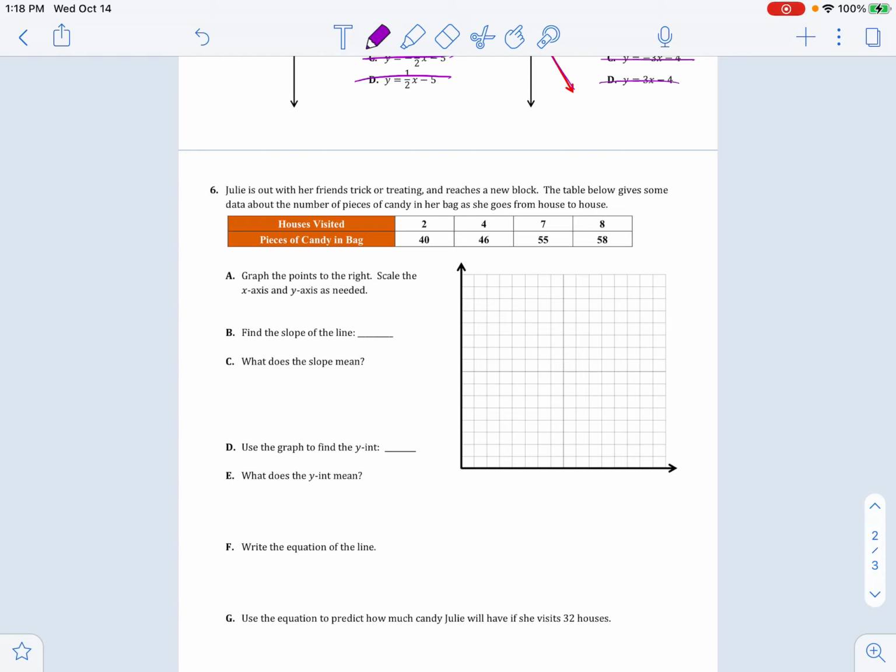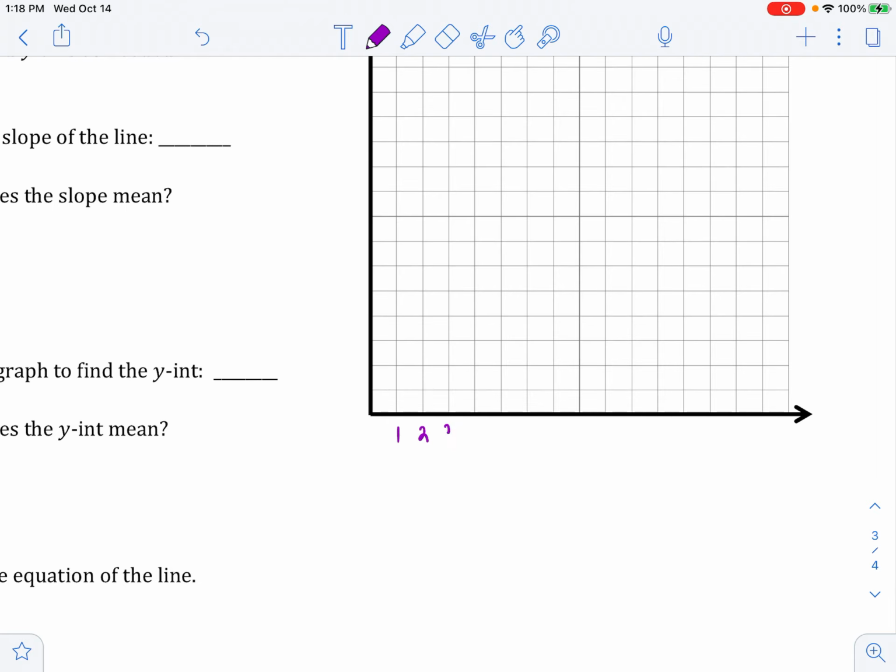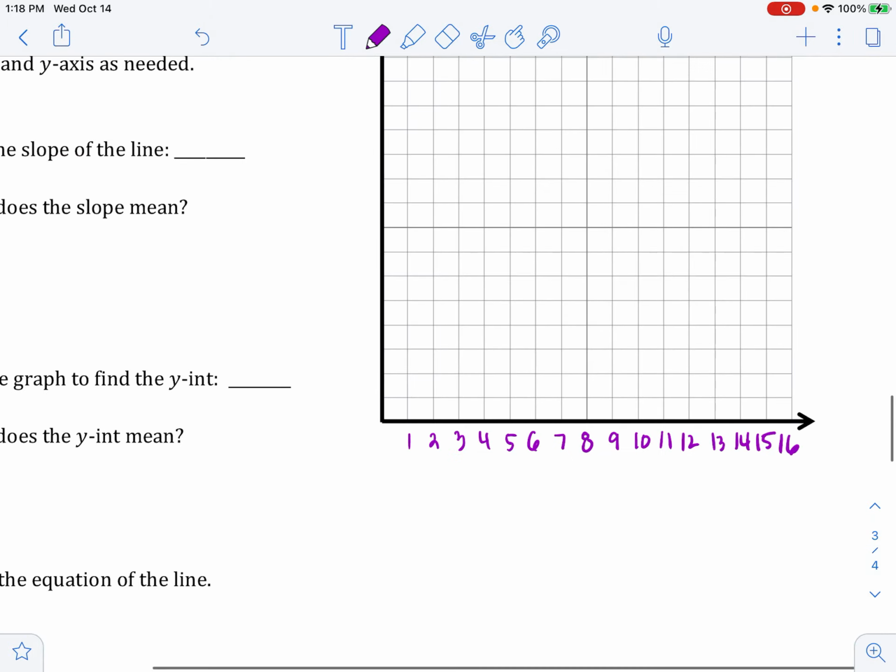It says graph the points to the right, scale the X and Y axis as needed. Okay, so if I look at my X values, I need to go up to at least 8. So if I look at my x-axis, I'll be fine with labeling this. I'm going to label it 1, 2, 3, 4, 5, 6, 7, 8, 9, 10, 11, 12, 13, 14, 15, 16. Now I only needed up to 8 for my points, but that doesn't mean I stop labeling my x-axis. You need to label your whole x-axis. I'm also going to label what X represents, which is houses visited.